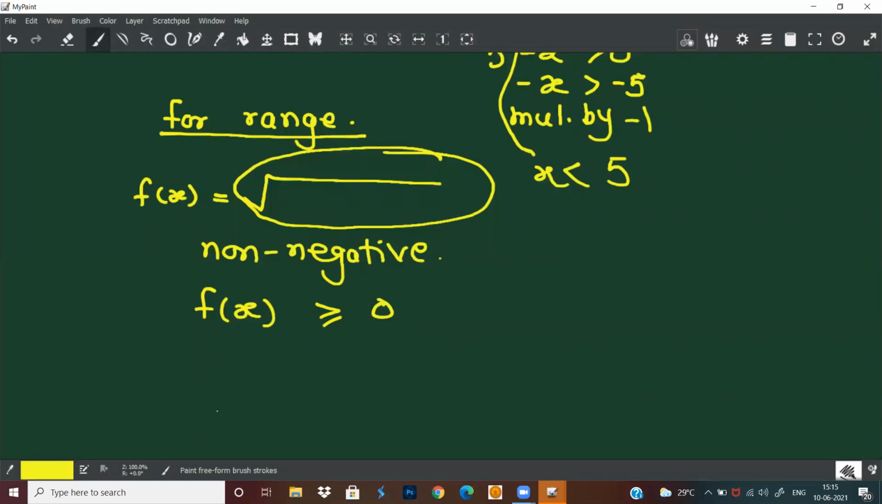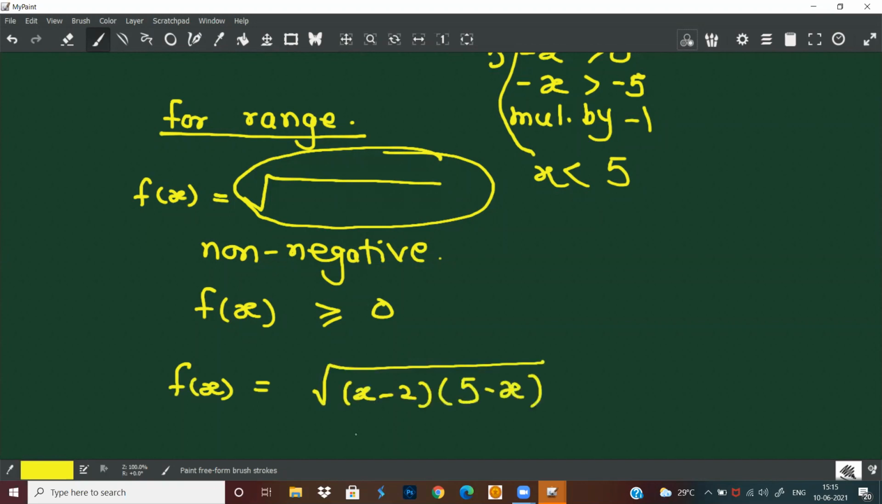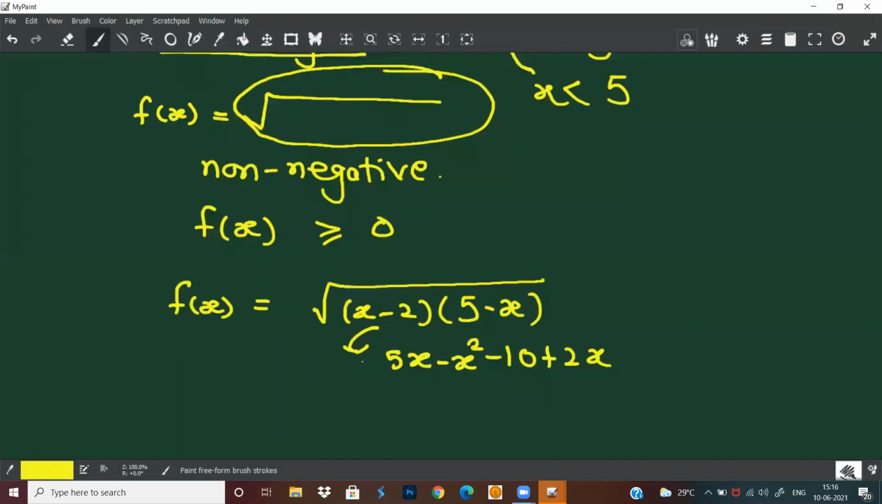Are you getting it? So now, what is my f of x? Square root of (x minus 2) into (5 minus x). So solve this, what will you get? 5x minus x square minus 10 plus 2x, inside the root. So inside the root it is minus x square plus 7x minus 10.